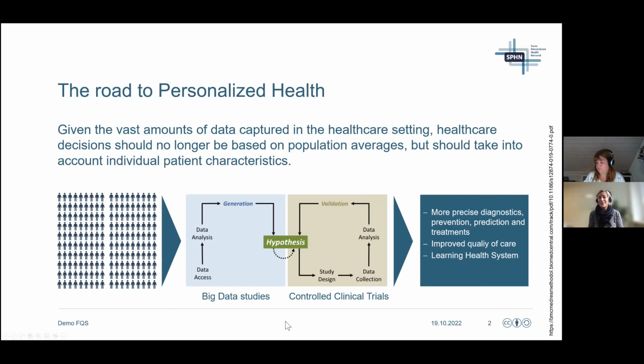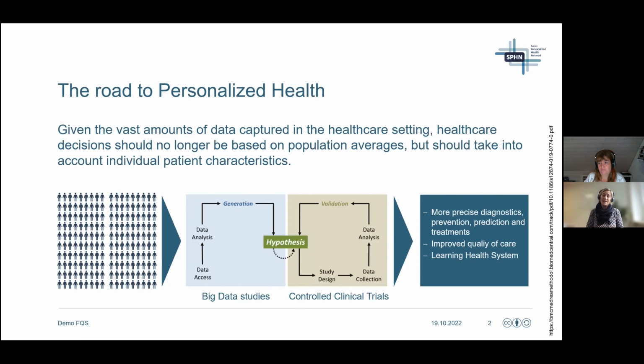So SPHN is a research infrastructure initiative. And in order to realize personalized healthcare in Switzerland, a lot of different measures need to be implemented, and this is what we try to support from the FI Group side. I think we can all agree that, given the vast amount of health data currently available in the healthcare setting, human beings are maybe the best characterized model organism in biology so far. Healthcare decisions should no longer be based on population averages, but should take into account individual patient characteristics.